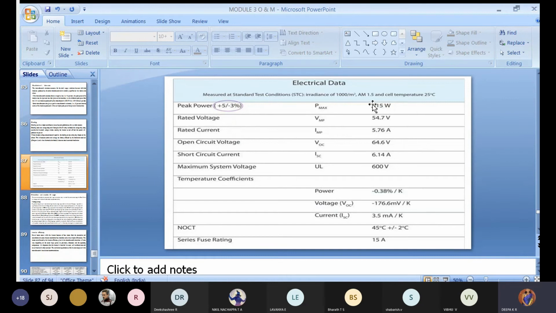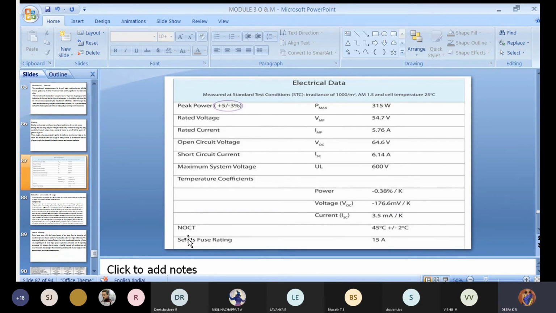But the standard value is how much? 350. Which one you are using? Based on that, you add +5% or -3%. And next they've given the rated voltage, it is 54.7, current has been given 5.76, and next the major parameters for calculation: open circuit voltage and short circuit current, that is 64.6 and 6.14, and system voltage has been given 600. And you can see the temperature coefficients with respect to different conditions like power, voltage, and current given here.